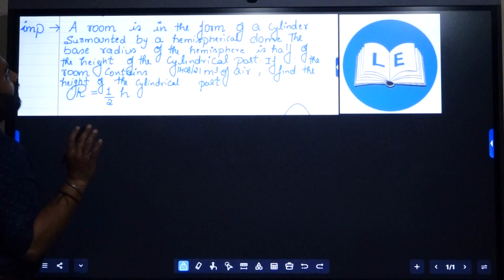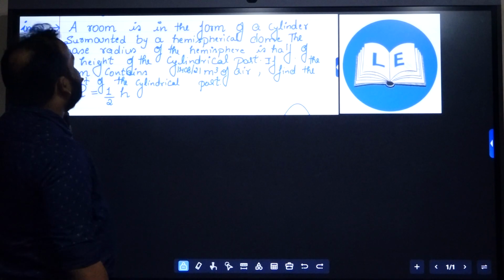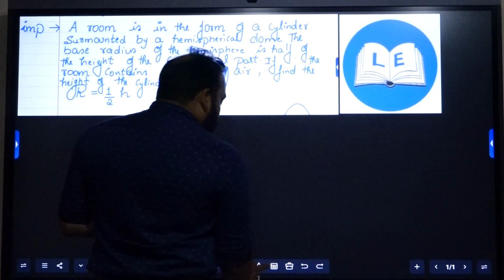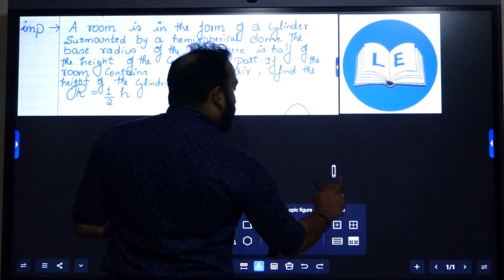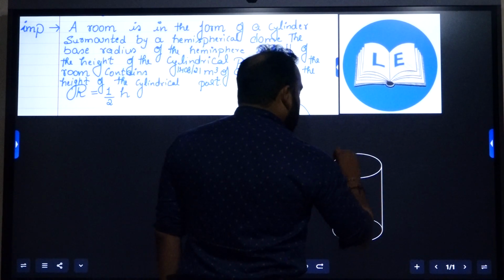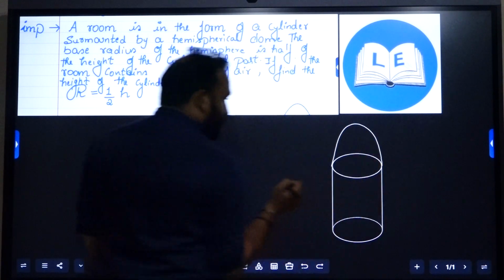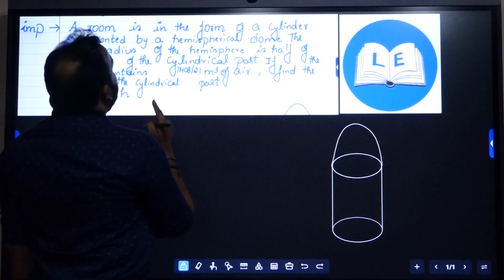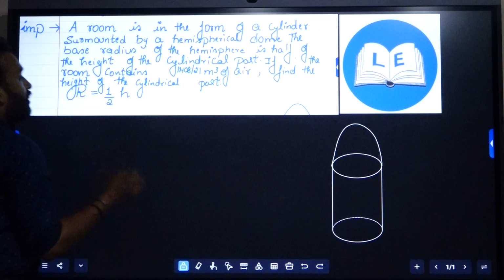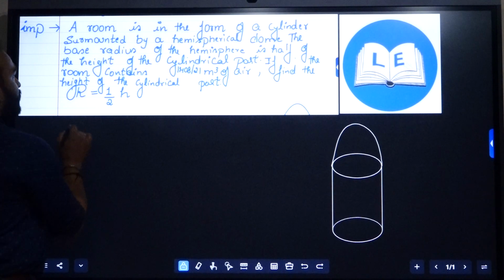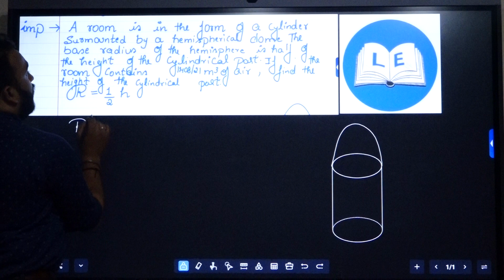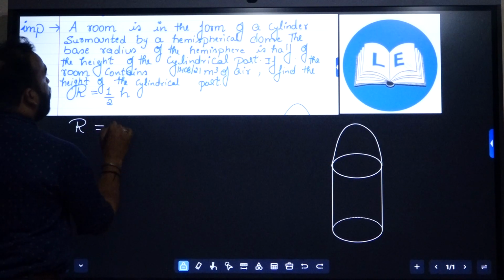If you see, a room is in the form of a cylinder surmounted by a hemispherical dome. So we have a room which is in the form of a cylinder which has a hemispherical dome. So this is the question. The base radius of the hemisphere is half of the height of the cylinder, and it's very important to note down the data as you read the questions in your examination, children. So base radius of the hemisphere is half the height of the cylindrical part.